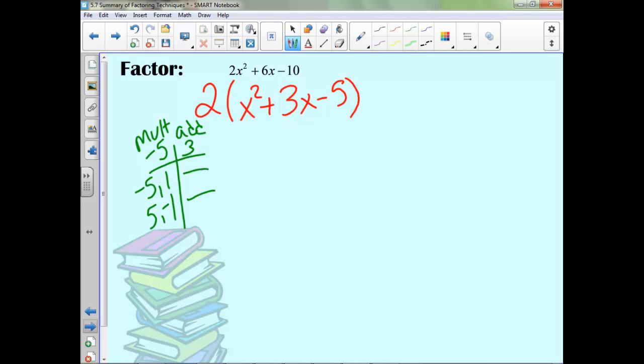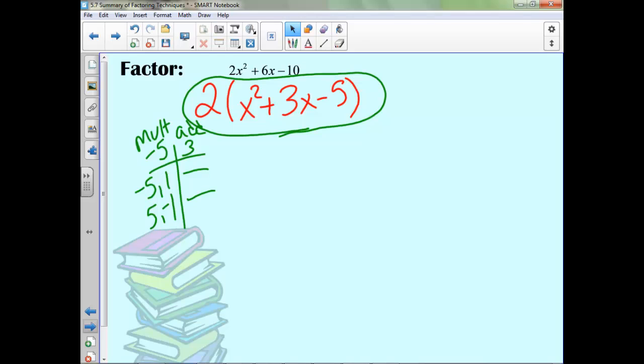Well, those are our only options. Neither one works. So this is our answer. Notice it's not prime because we actually could factor something out. And so this is our answer.